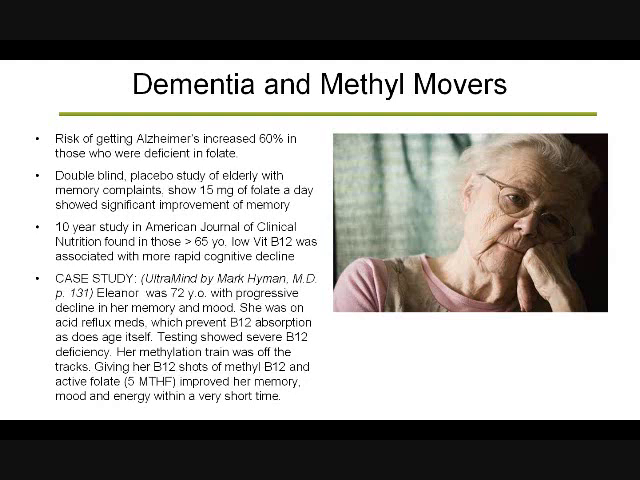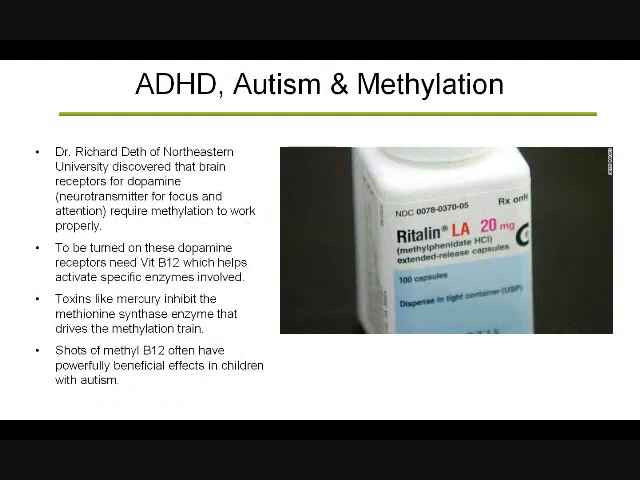Her methylation train had fallen off the tracks, basically. She couldn't deliver the methyl groups to the methionine to make the SAMe. So they gave her B12 shots of the methyl B12, active folic acid, and it improved her memory, mood, and energy within a fairly short period of time. These things work pretty quickly. I mean, 3-6 months if it's just a single problem.